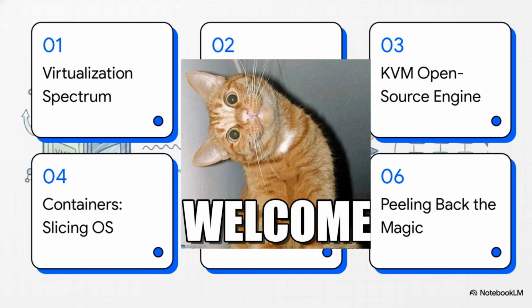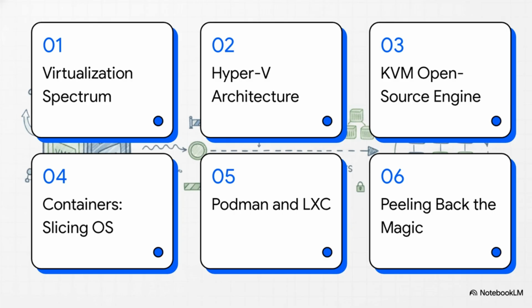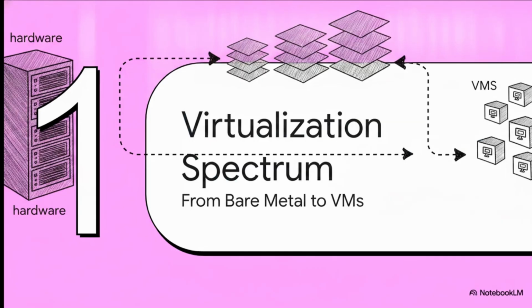All right, here's our game plan for this journey. We'll start with the spectrum of virtualization, move into Hyper-V, and then check out KVM as our open-source engine. From there, we drop down to containers, explore tools beyond Docker like Podman and LXC, and finally, we'll peel back the magic. Section 1. The Spectrum of Virtualization.